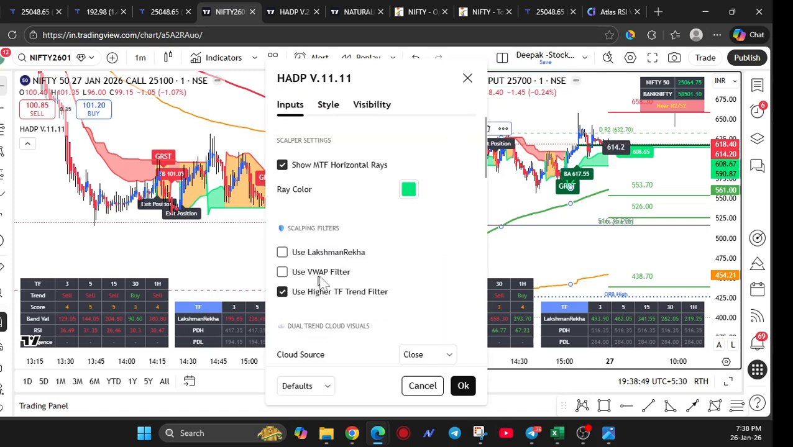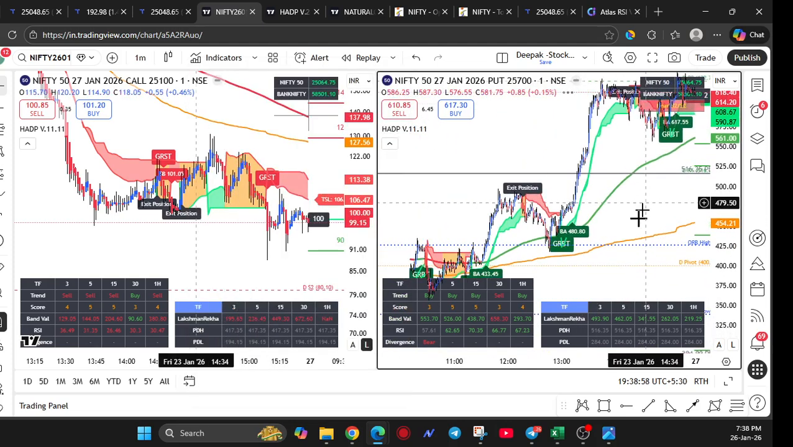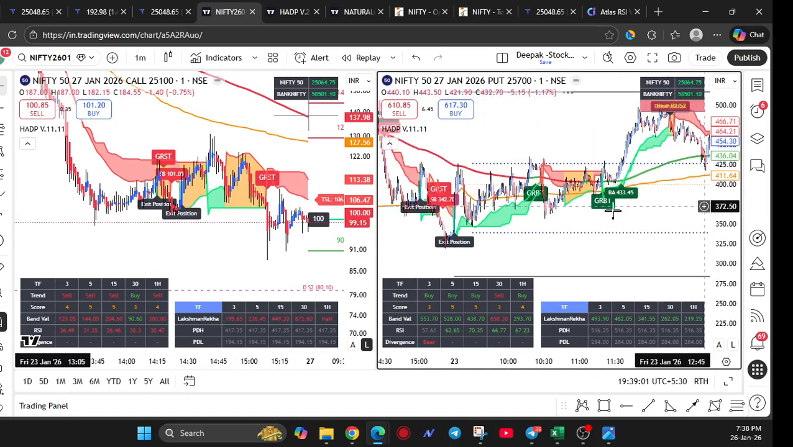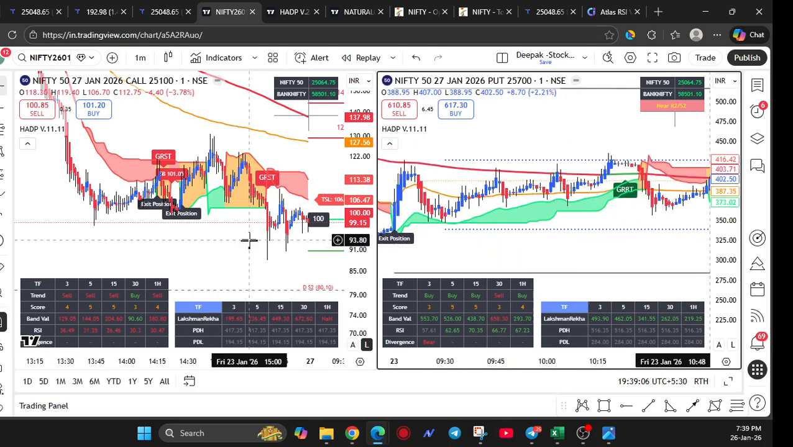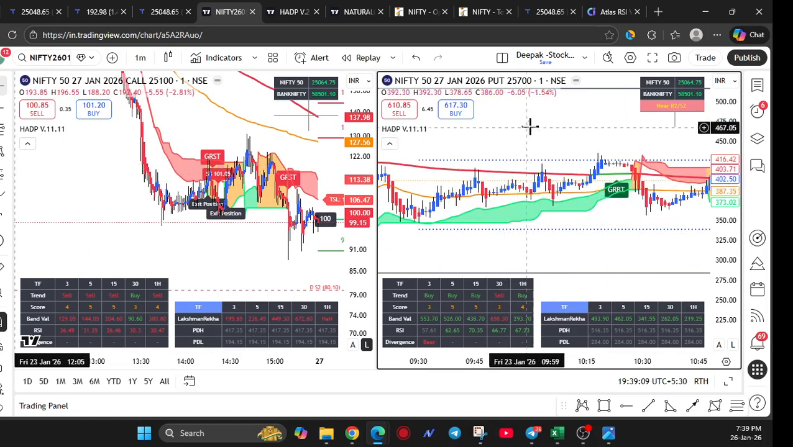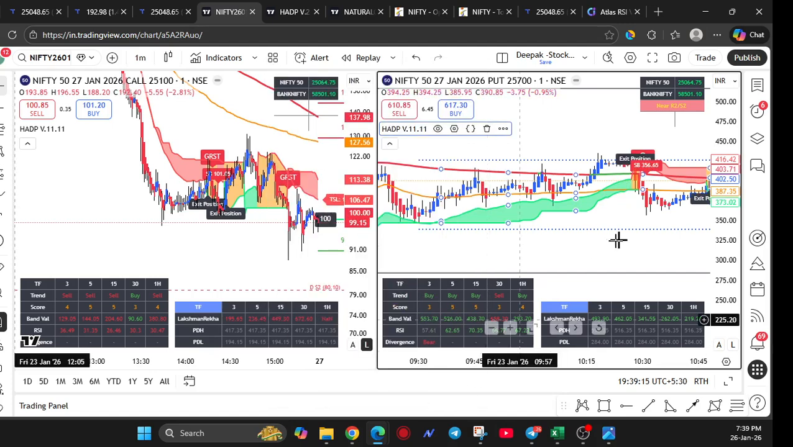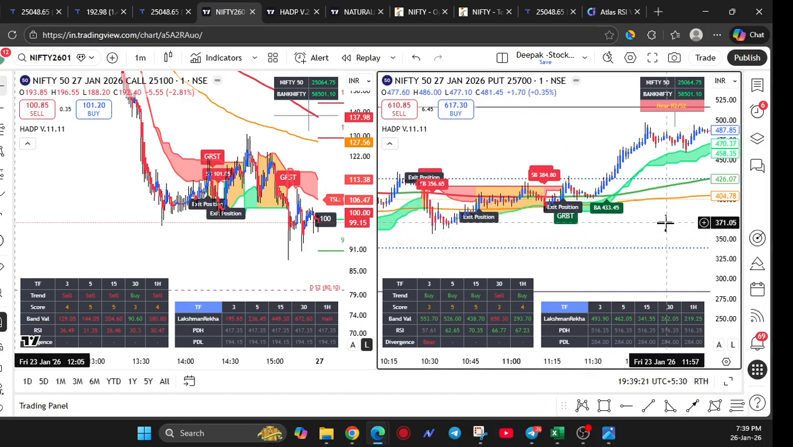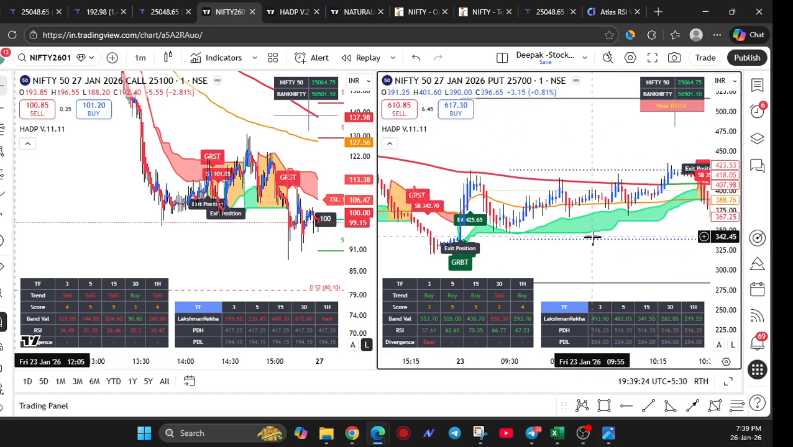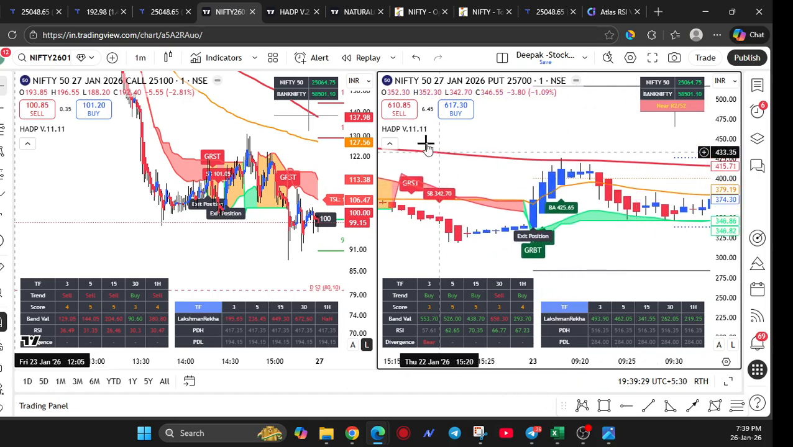Then there is something called VWAP filter. What is this VWAP filter? Use VWAP filter, use Lakshman Rekha. Let's see an example. Now look at this area. Now you will clearly understand what this means.